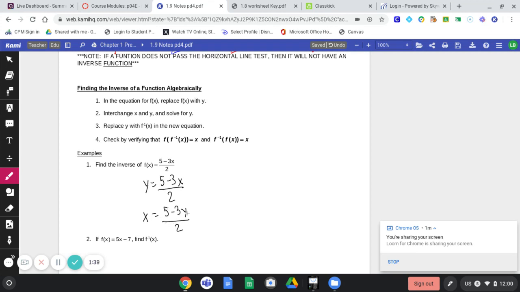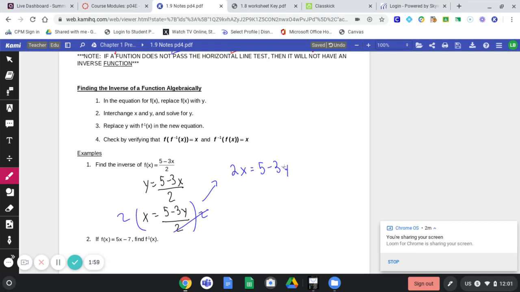So our first step here, we want to get rid of the fraction. So since we're dividing by 2, we're going to multiply both sides of our equation by 2. And by doing that, our 2's will cancel. So now I'm left with 2x equals 5 minus 3y.